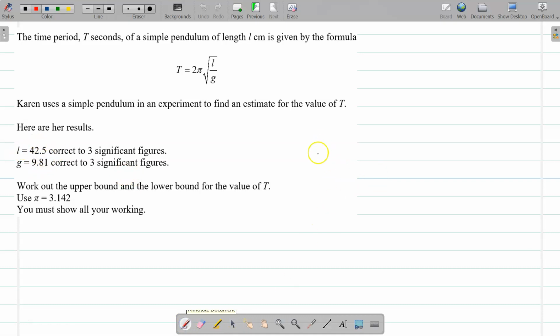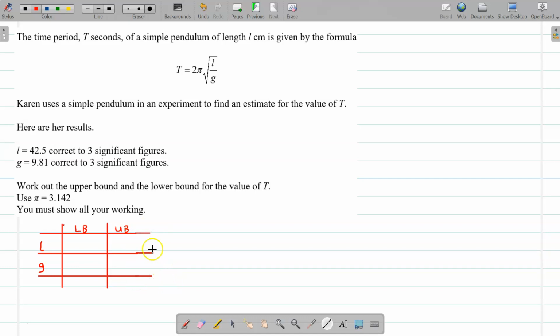So we normally do a little table. This is what I would encourage you to do. So we just set up a little table. So we've got L for length, and G for the acceleration due to gravity, and then we've got the lower bound and the upper bound of each. Okay, so that's our little table. Just put in a few lines there, like that, and then we have a couple of verticals in there as well. Okay, so there's our little table to work with.